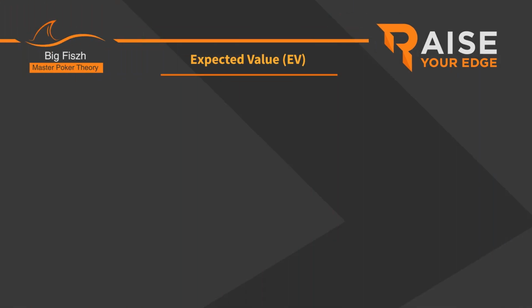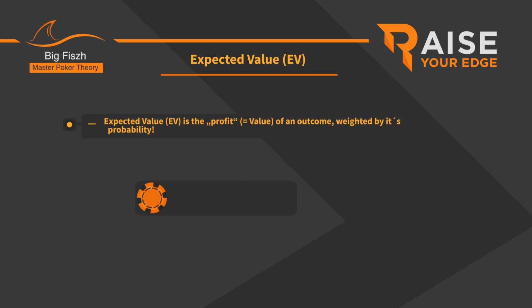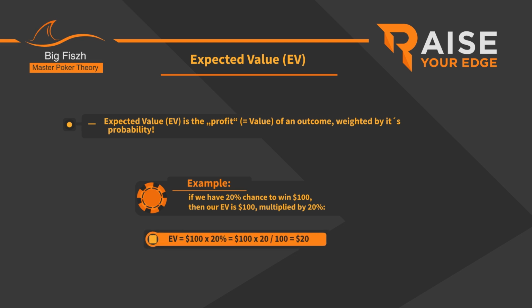Okay, so let's talk about the holy grail of poker theory, the expected value, abbreviated with EV. The definition is quite easy. EV is the profit we expect in case our quote-unquote favorable event occurs, multiplied with the likelihood that this actually happens. Again, a small example. If we got a 20% chance to win $100, our EV is calculated by 100 times 20%, which comes down to an expected value of $20.